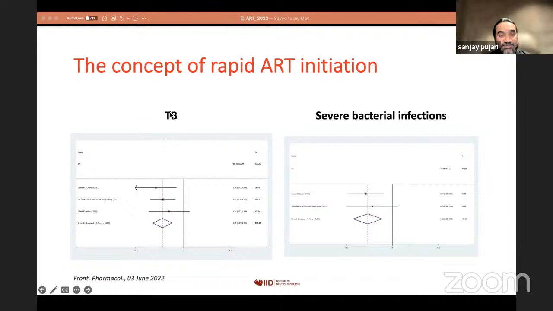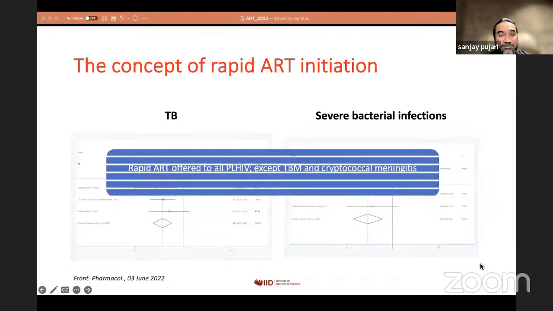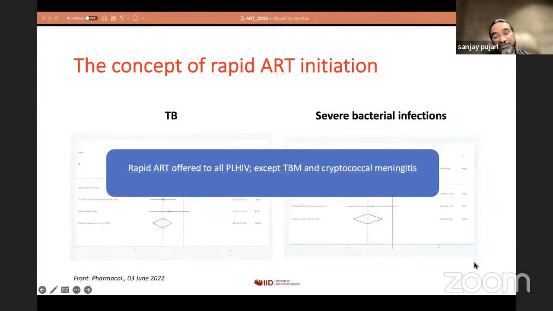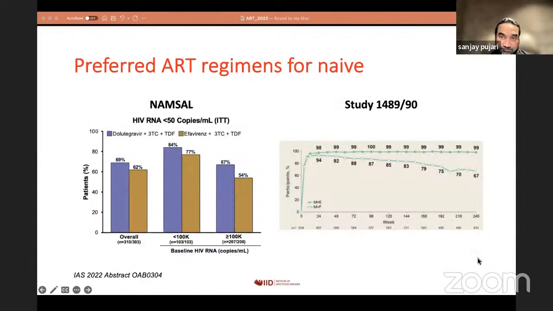In a meta-analysis, it has been shown to reduce the incidence of TB as well as severe bacterial infections, though it did not show impact on mortality or the proportion of individuals with undetectable viral load. So this is something which is advocated now for all people living with HIV, irrespective of whatever opportunistic infections they have, predominantly around 2 weeks. You need to start in the presence of active OIs, except tubercular meningitis and cryptococcal meningitis, where you may need to delay the initiation of ART up to 4 to 5 weeks of starting treatment for these infections.